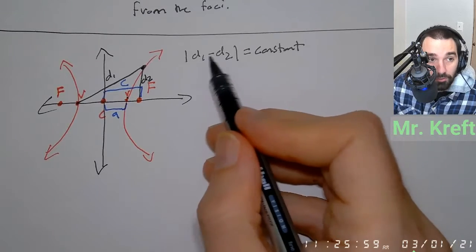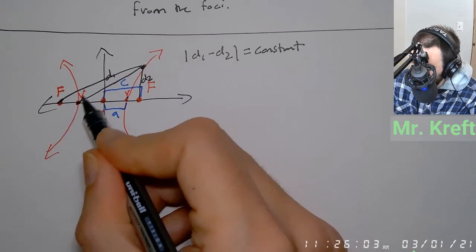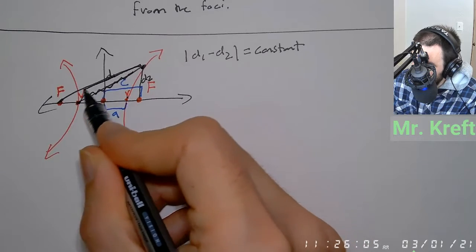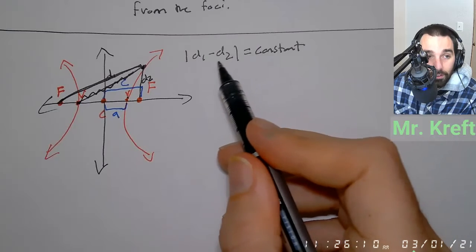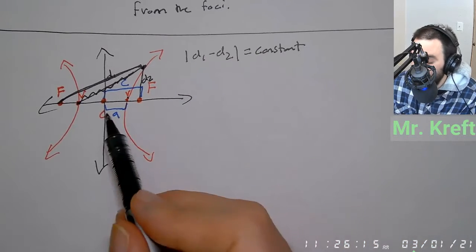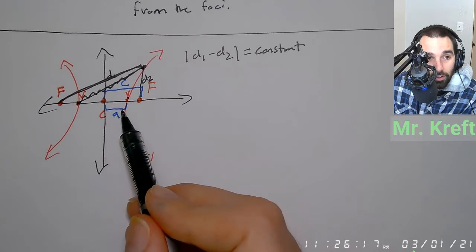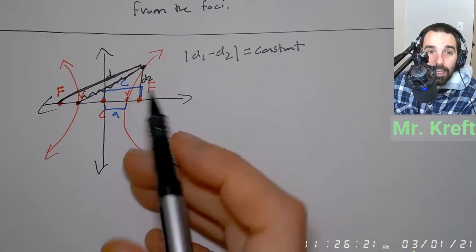Okay, and that's from the definition. So the difference of the distances from the foci, right? The absolute value of the difference is constant. That's what's going on there. And again, the distance from the center to the vertex is A. The distance from the center to F is C.